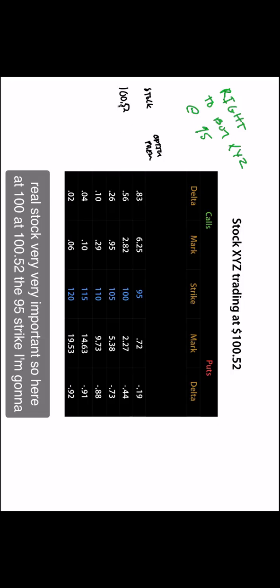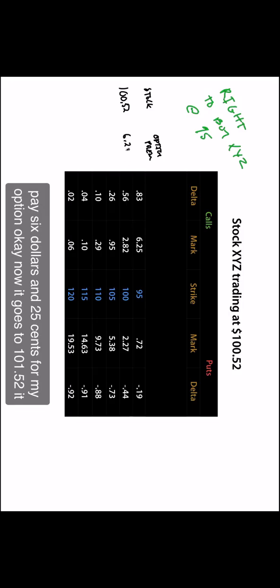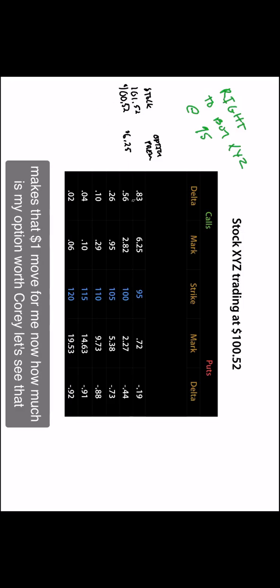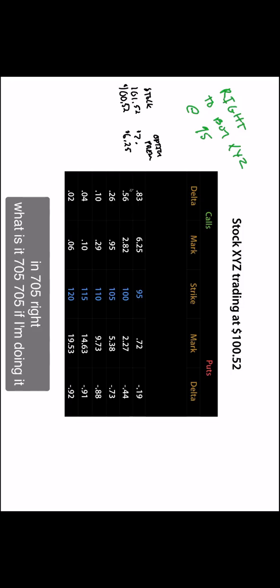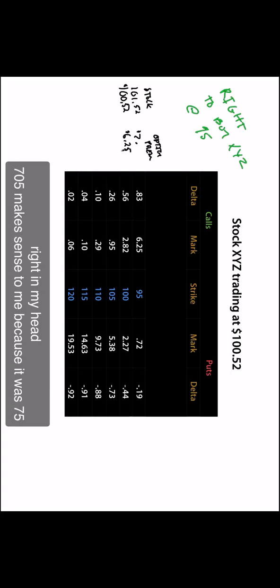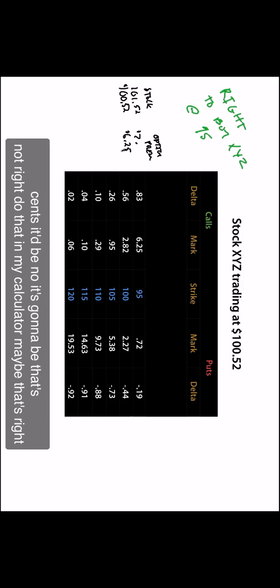So here at 152, the 95 strike, I'm going to pay $6.25 for my option. Okay, now it goes to 101.52. It makes that $1 move for me. Now, how much is my option worth, Corey? Let's see, that would be $7, and let's see, that'd be 8. So 2 and 6, so that's going to 705, right? 705 makes sense to me, because if it was 75 cents, it'd be no. That's not right.